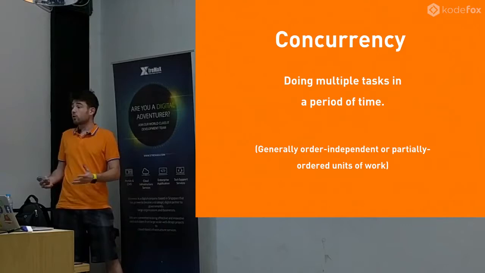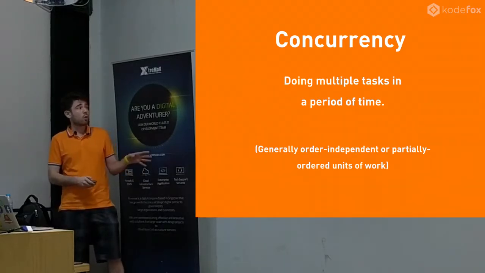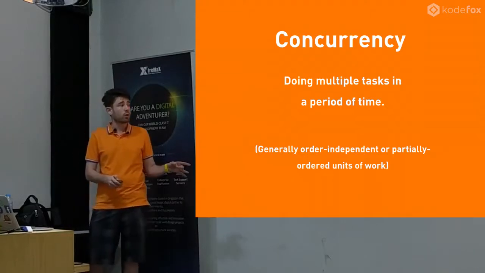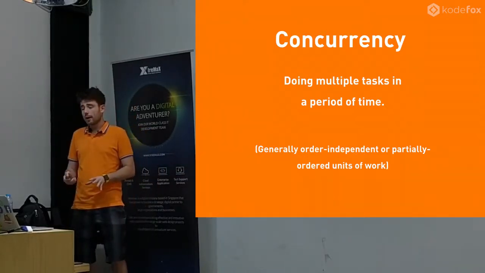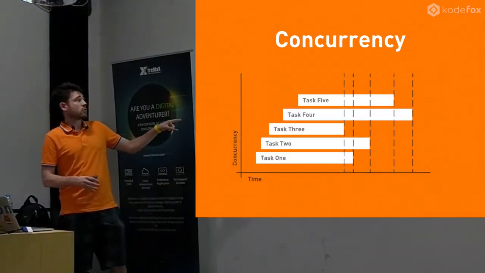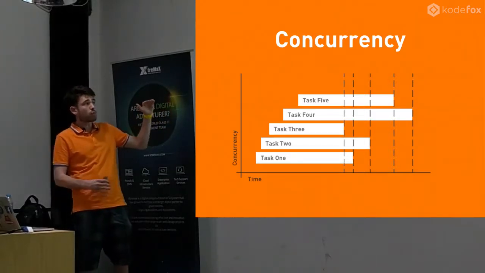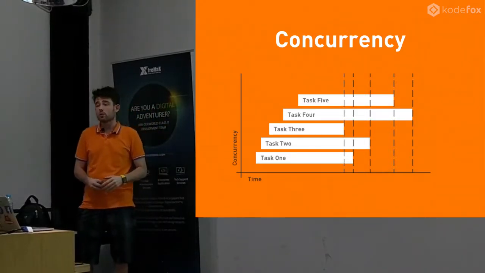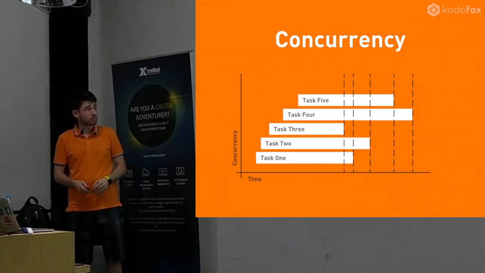Some of those things we can do in parallel, and some things we have to do one at a time. So generally order-independent or partially ordered units of work is where concurrency happens. This is just an example of multiple tasks that may start at various different times, but are running over the same period of time. So they're running in parallel, essentially.